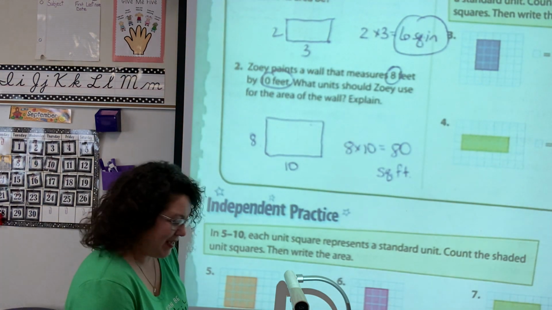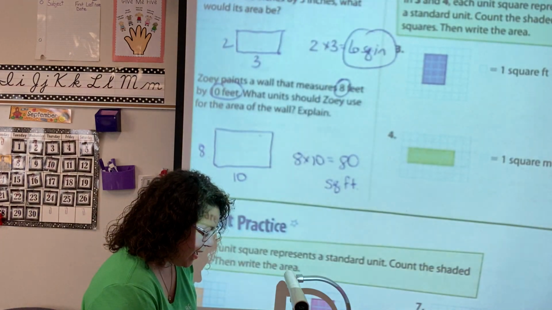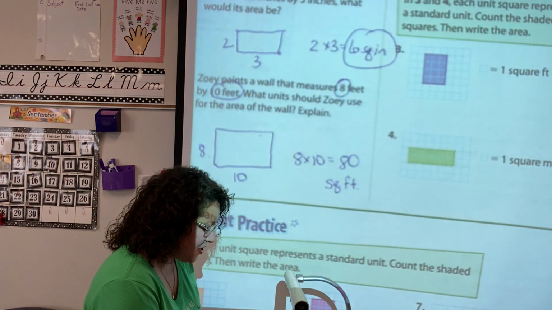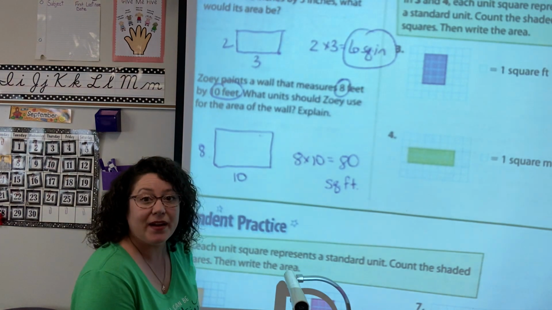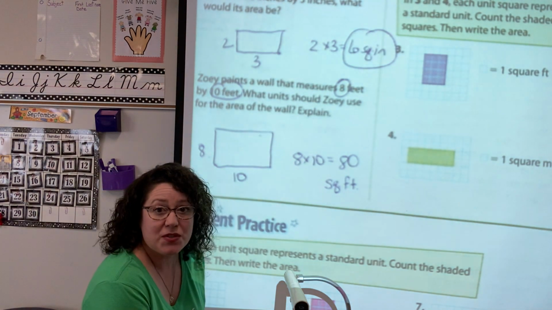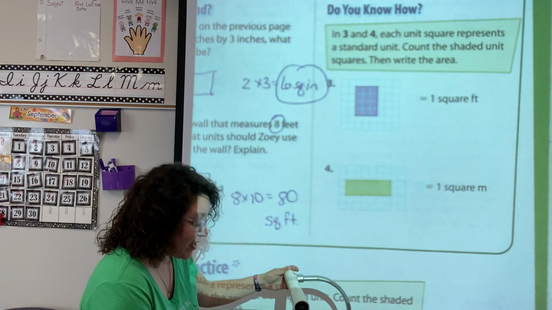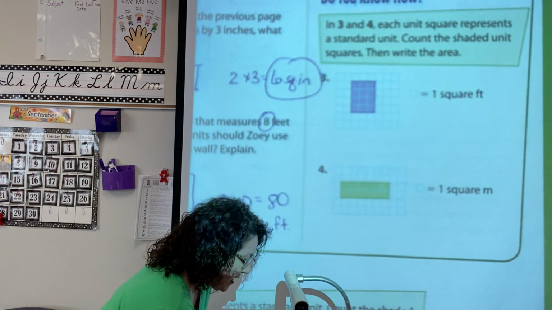Okay, let's look at 3 and 4. In 3 and 4, each unit square represents a standard unit. Count the shaded unit squares, then write the area. Well, you can count the squares, or you can use your multiplication, because that's how you find area. So we can count them.